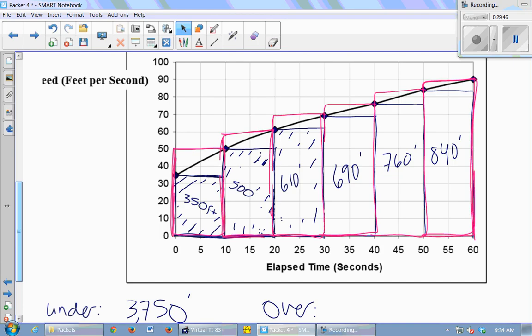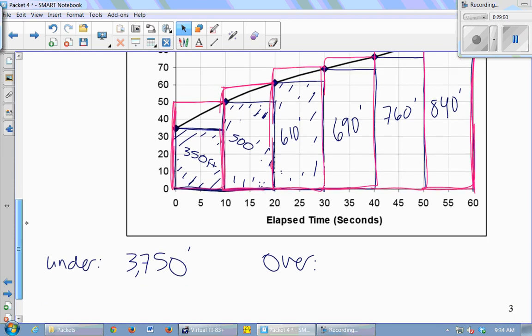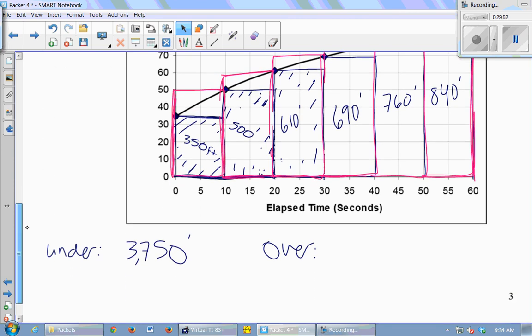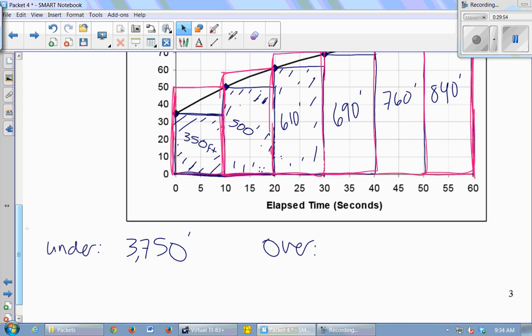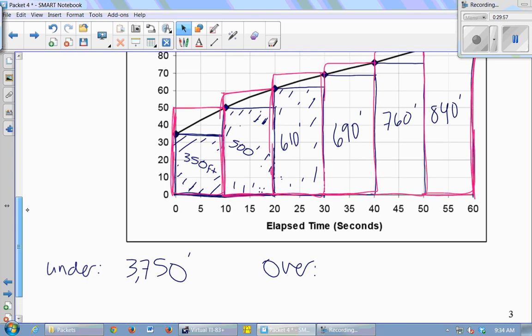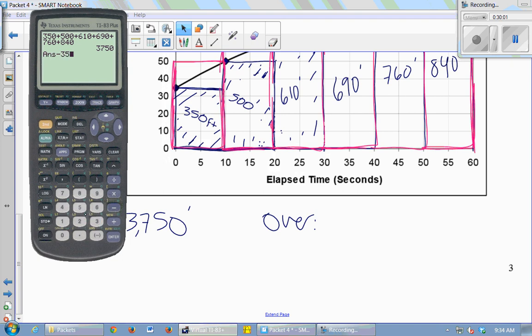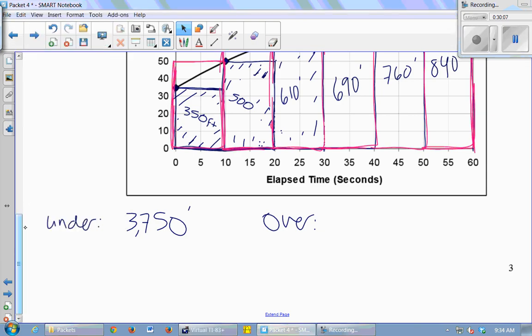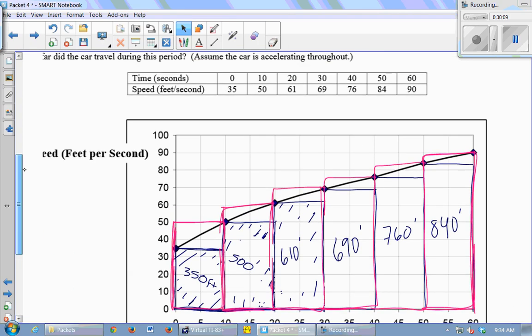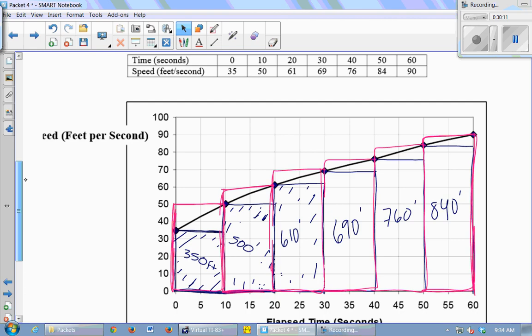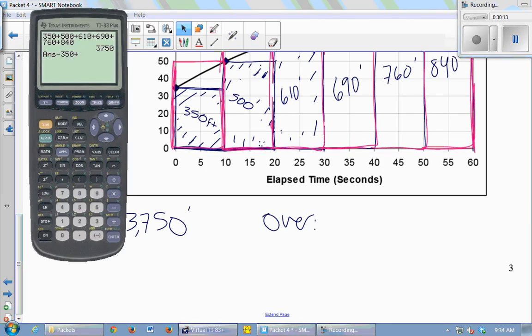Okay, so this, my overestimate, is going to be the same as my under, except I have to get rid of that first rectangle and add the last big rectangle. And that last big rectangle is an area of 900.